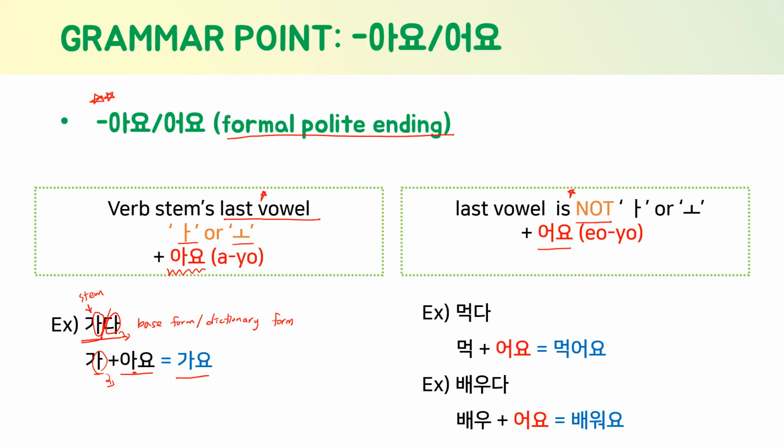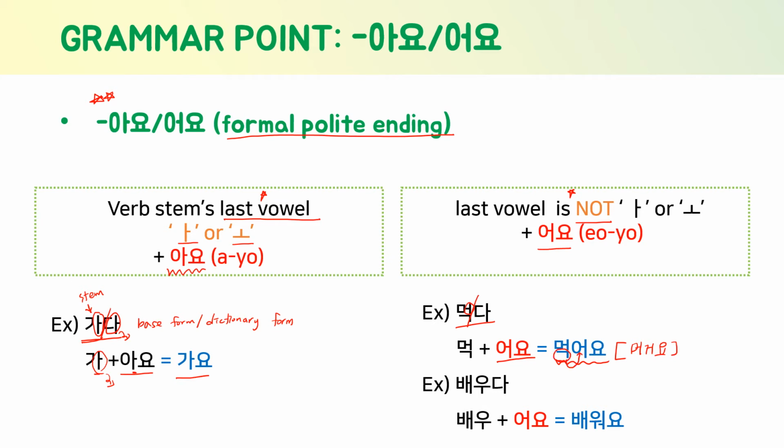So 먹다, drop 다, and the stem 먹, the vowel is not ㅏ, not ㅗ. So you add 어요 to the stem, and it becomes 먹어요. Be careful with the pronunciation. 먹어요. Because the ending consonant carries over.